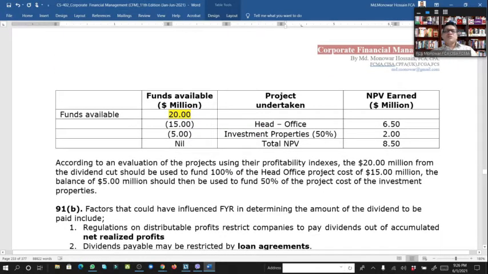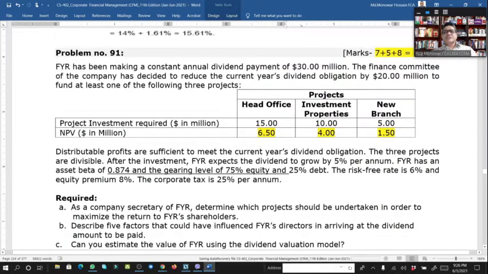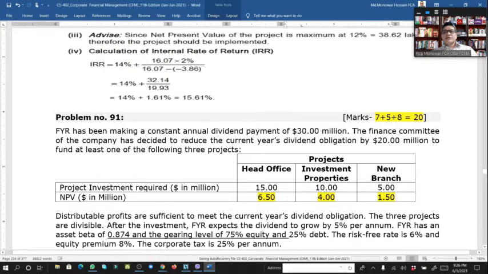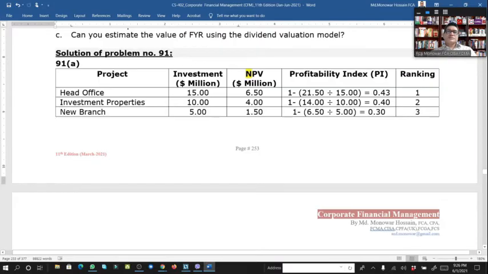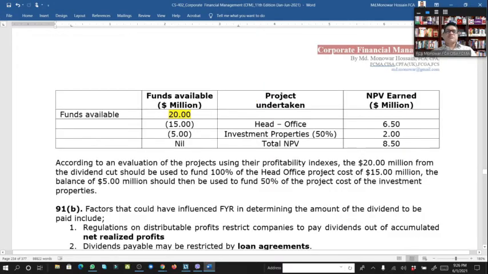And we have the 20 million as per the question for investment. How do we invest it? Because the dividend obligation is reduced by 20 million to fund at least one of the following three projects. So the dividend payment obligation was 30 million, and from that 30 million, 20 million for the investment and 10 million dividend they distribute, for the capital investment. So this 20.